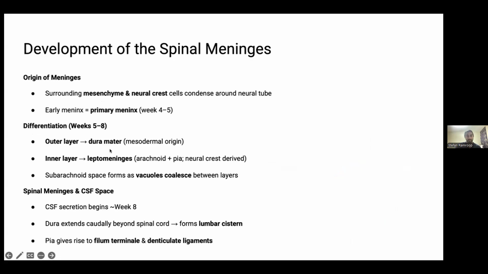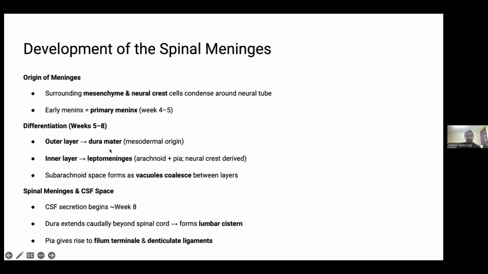Before the spinal nerves emerge, the neural tube must be enclosed, and that's not just by bone, but also by protective membranes, which are the spinal meninges. This begins around week 4, when your mesenchymal cells and your migrating neural crest cells condense around the neural tube to form your primary meninx, a primitive connective tissue sheath.